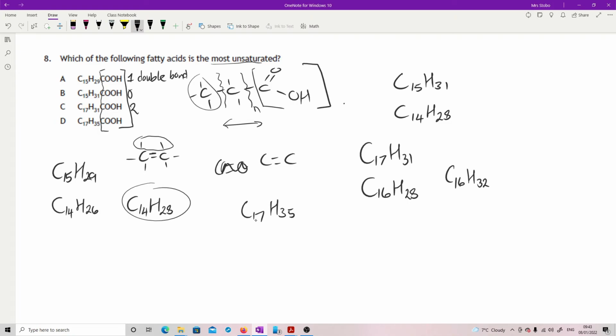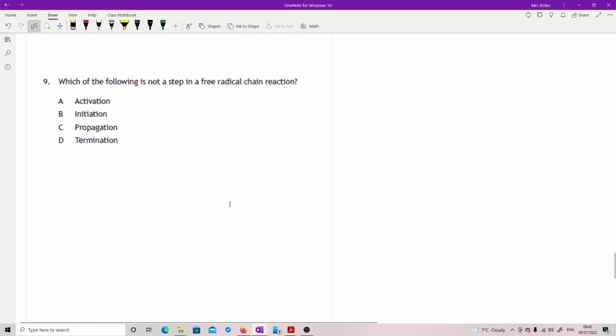C17H35. Let's drop off the CH3 at the end. So that's C16H, we're going 32, 16 times 2, 32, so that's got nothing. So most unsaturated is C. A lot of work. You can maybe just see the pattern. I would do the work, but it is quite a bit for the mark.